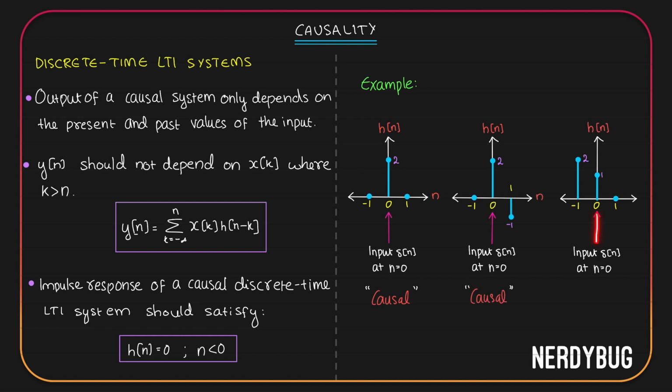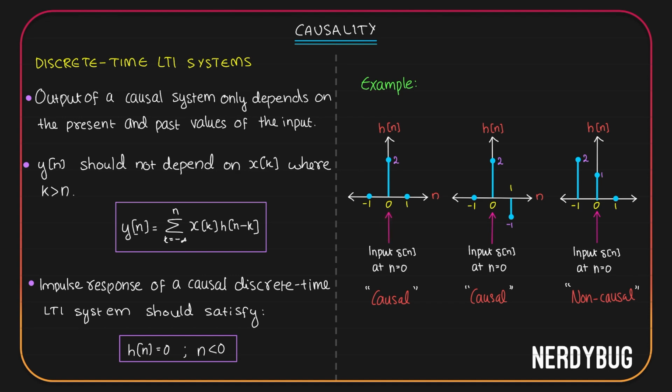In the third one, we gave input at 0. We got output at 0 and minus 1. The output at 0 depended on an input at 0, so that is okay for a causal system. The output we got at minus 1 depended on an input at 0, which is a future input. This is not a behavior that suits a causal system. So this is non-causal.